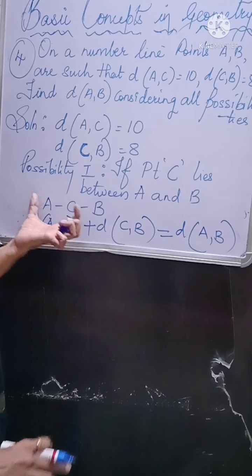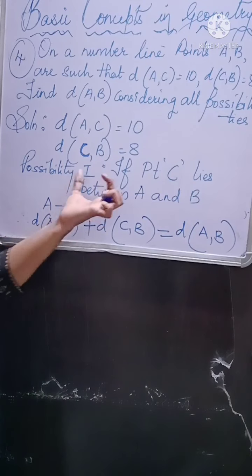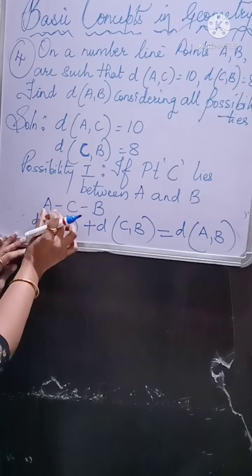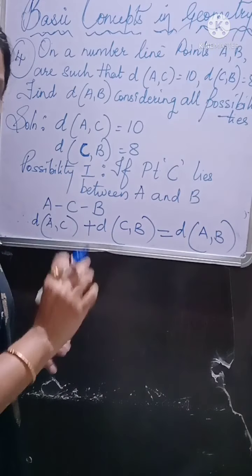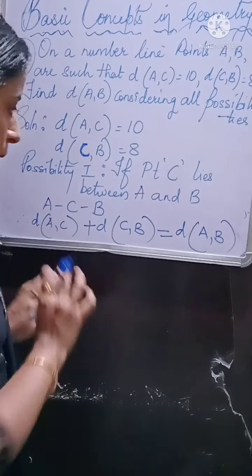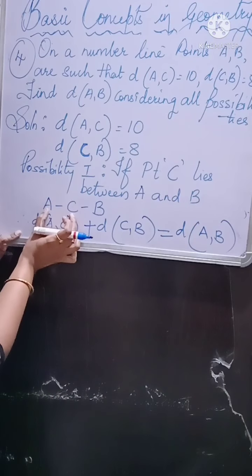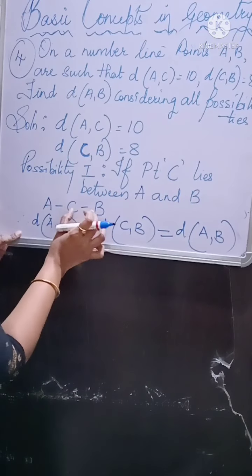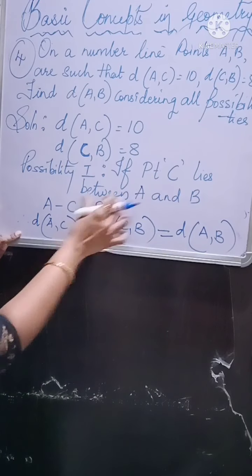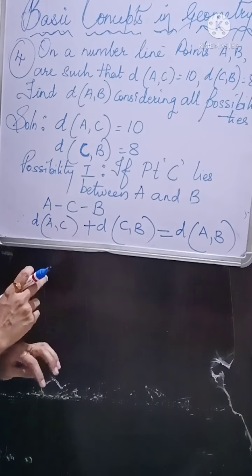Am I right? If it is A dash C dash B, if C is in between, you will write it as A dash C dash B. So, how can you write the betweenness property? Distance between A and C plus distance between C and B will be equal to distance between A and B.